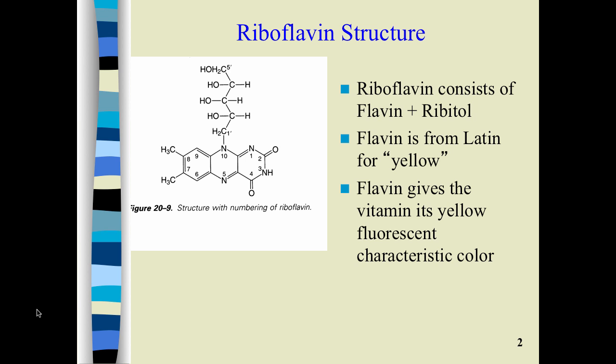Flavin gives the vitamin its yellow fluorescent characteristic color, right? You can see that color sometimes in a person's urine if they've taken a relatively significant amount of the vitamin.